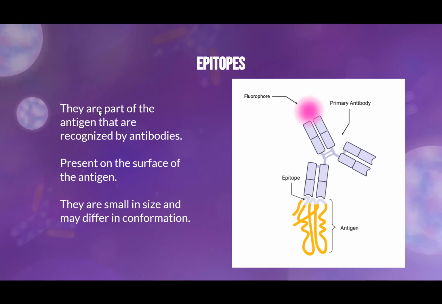So these epitopes are actually part of the antigen that are recognized by antibodies, and they're present on the surface of these antigens. They are small in size and they may differ in conformation. So in this picture, you can see the epitope is right here. It is on the antigen, and this is the part where the antibody recognizes the antigen.